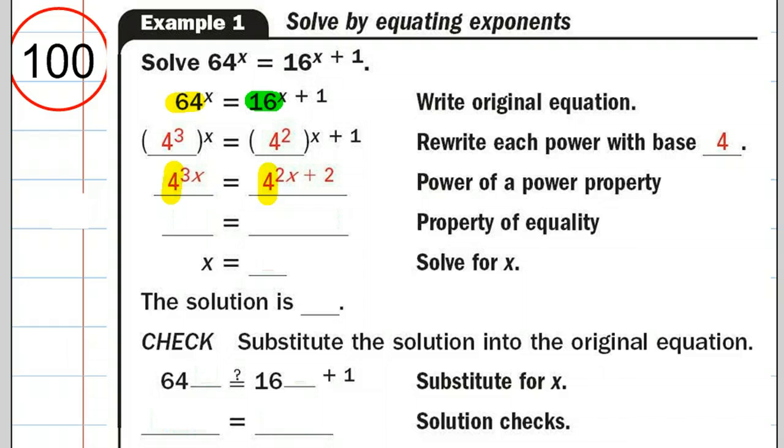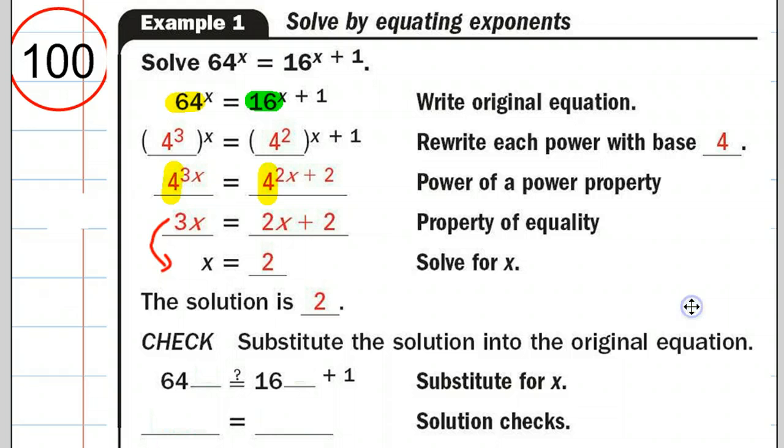So since the bases are equal, that means that the exponents must be equal. So that means 3x has to equal 2x plus 2. And then we can go ahead and solve by getting x by itself, so x would have to be 2. Okay? And that's simple algebra to go from this step to this step. It's just algebra. Okay? So my solution is 2.